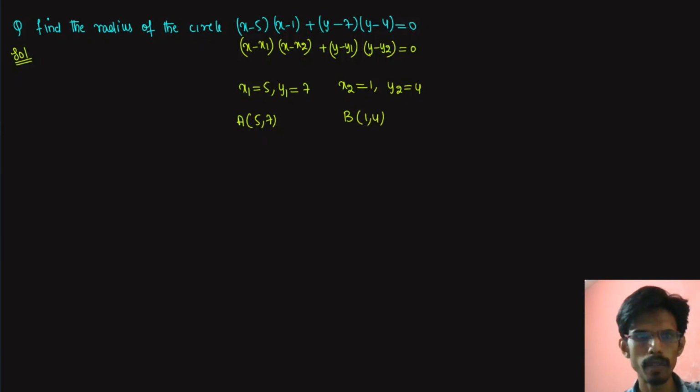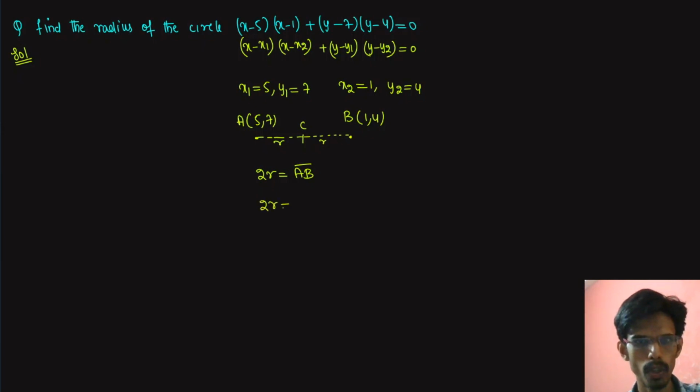These are the two extremities of a diameter, that is end points from center C. So this will be the radius from A to C and C to B. So 2r is the distance between point A and B.